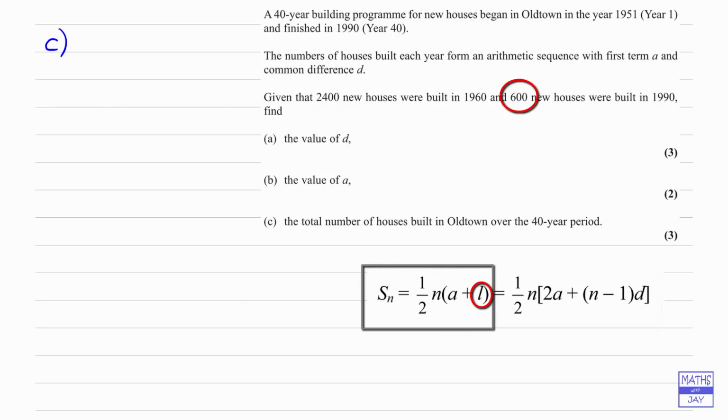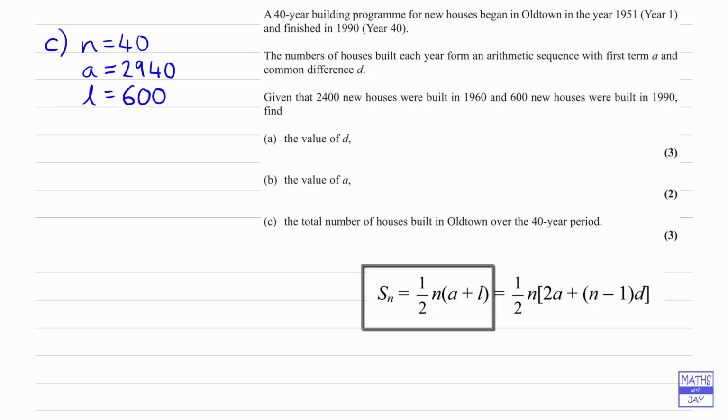So let's just write down what we know. So we know that n is 40, and we've got that A, as we found in part B, was equal to 2,940, and the last term, so that's the number of new houses built in 1990 in the 40th year, so that's equal to 600.